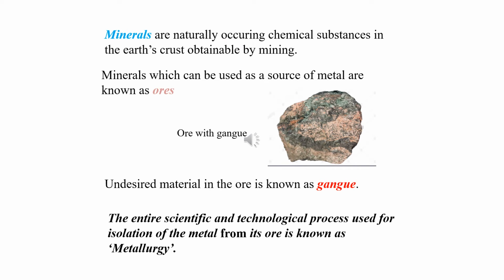Let us know about some common terms we come across as we are studying this chapter. The elements may be found in their native or combined form in the earth's crust in the form of minerals. Minerals are naturally occurring chemical substances in the earth's crust obtainable by mining. Know that there can be various minerals of an element. That is, an element can be combined with oxygen, sulfur, nitrogen, halides, or any other elements, and it can be obtained in various forms. But only a few among these can be used for extraction.